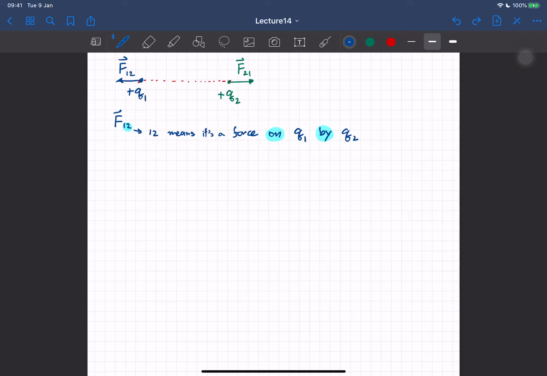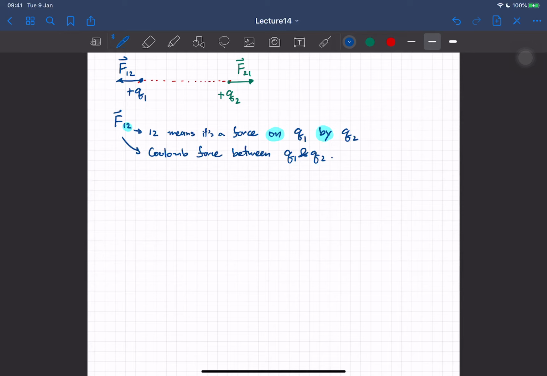Okay, so in order to see that this force exists, you need another charge. So this is what we call the Coulomb force. So F12 means Coulomb force between charge Q1 and Q2. So it's always a pair.